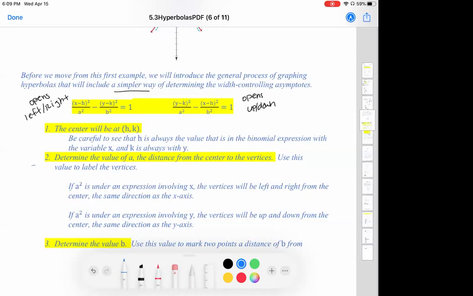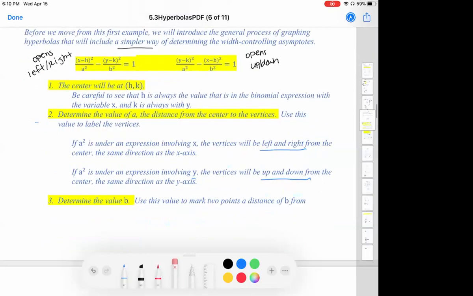Step 2, determine the value of a, the distance from the center to the vertices, and use this value to label the vertices. If a squared is under the expression involving x, the vertices will be left and right from the center, the same direction as the x-axis. If a squared is under the expression involving y, you see how a is under y, the vertices will be up and down from the center, the same direction as the y-axis. So whichever comes first lets you know which way our hyperbola is opening. They're like two parabolas put together.